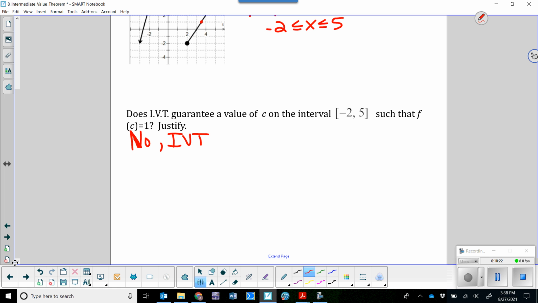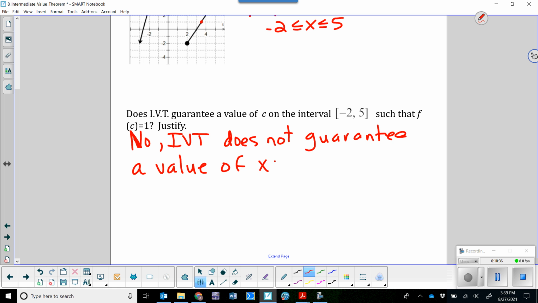So we'll use this one. The intermediate value theorem does not guarantee a value of x equals c on the interval -2 to 5. And the reason you would give is since f of x is not continuous on the interval, okay?